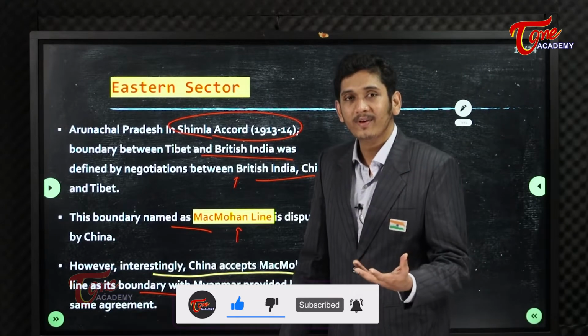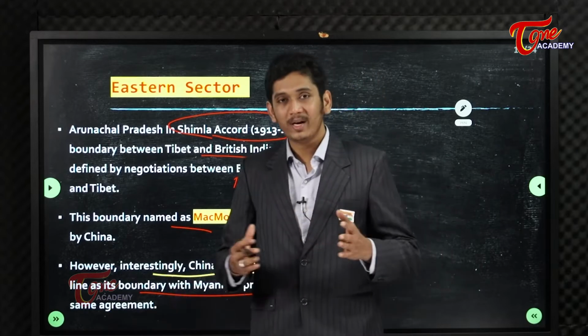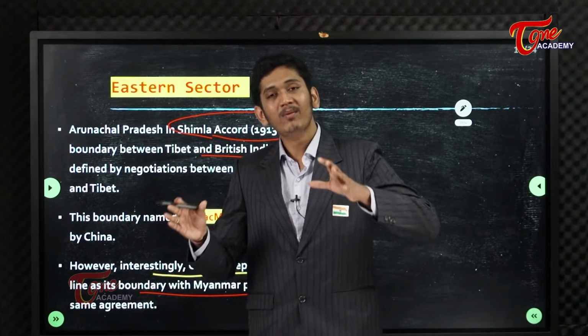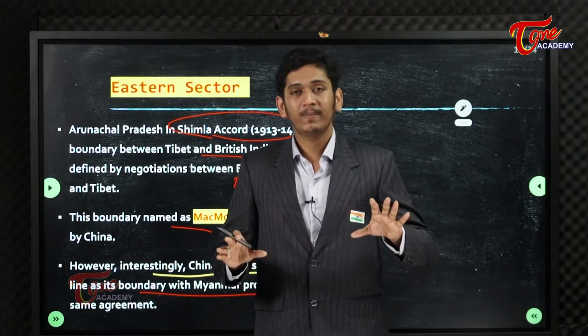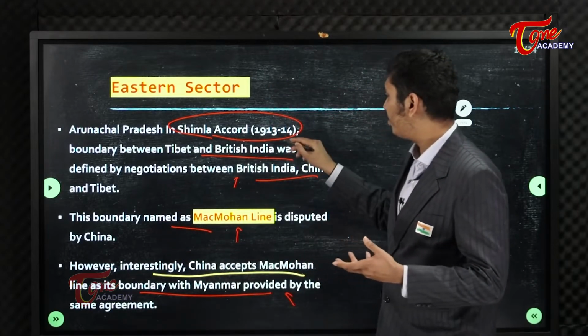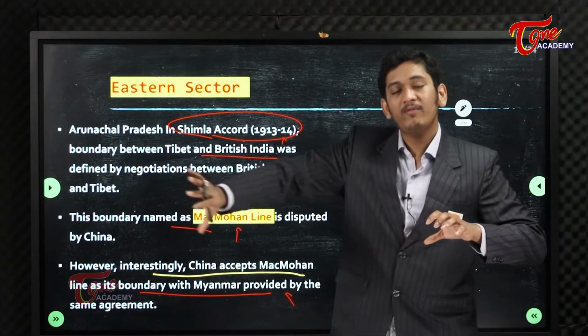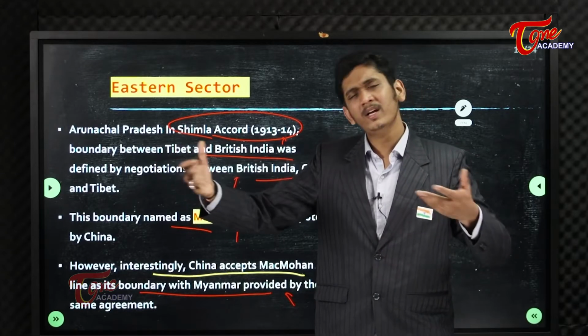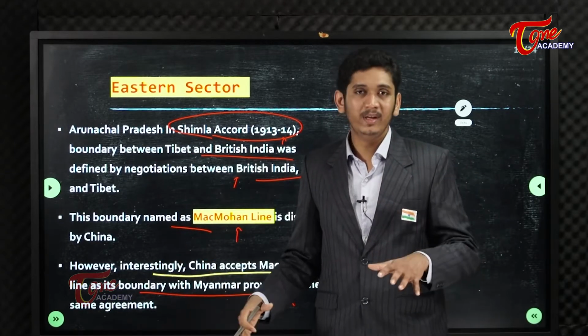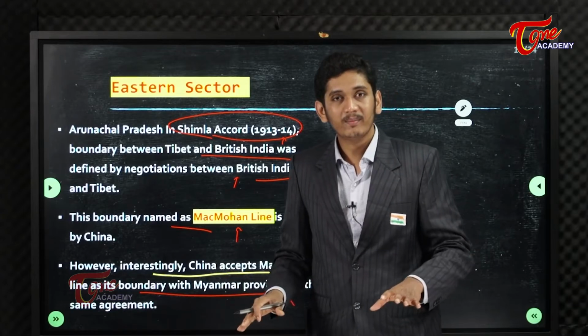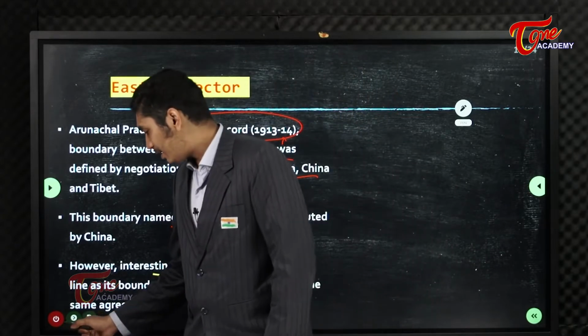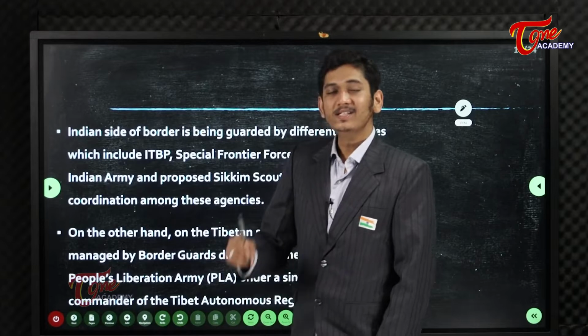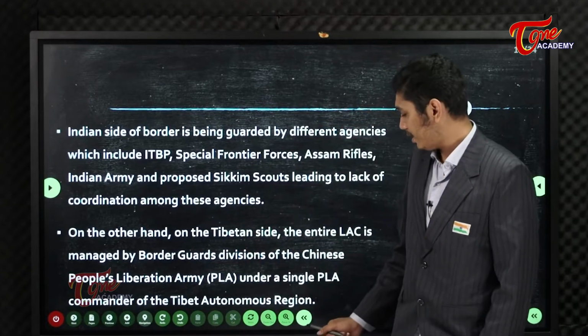Then what happened, my friend? Before Myanmar was separated as Burma, Myanmar was also part of British India. At that time, in 1913-14, Myanmar was separated from India. Then China is saying, I accept Myanmar's boundary with me, but I won't accept it with India, because they thought the real threat to their communism is the democracy of India.